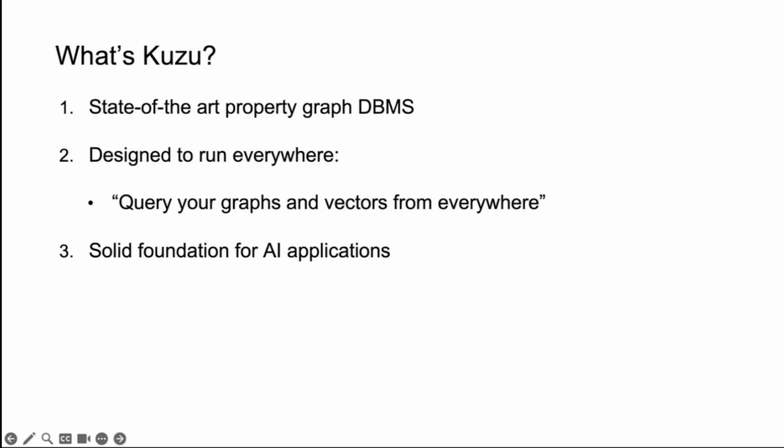And the third is that Kuzu can be a solid foundation especially for the modern AI applications that you might be building, because we have not only a state-of-the-art graph database and the storage and indices for that, but also a native vector index and a full text search index. So you can store both your structured records in the form of a graph, as well as your text and unstructured vectors, also in Kuzu.